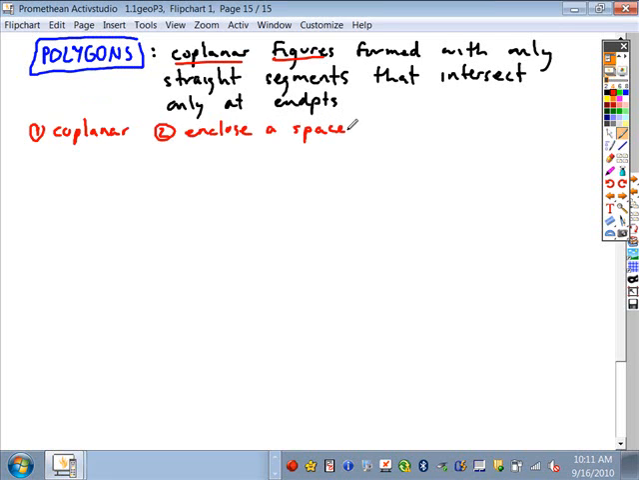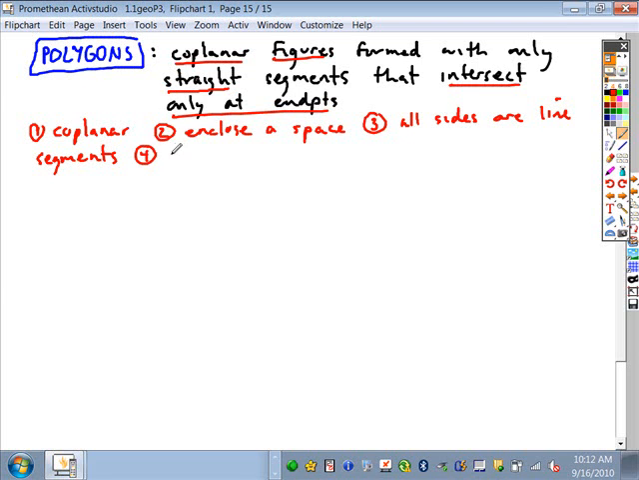Okay, it can't be left open-ended. Okay, it can only use straight segments. So all the lines are line segments, no curves to it. And then finally, they intersect only at their endpoints, and they don't crisscross in the middle.